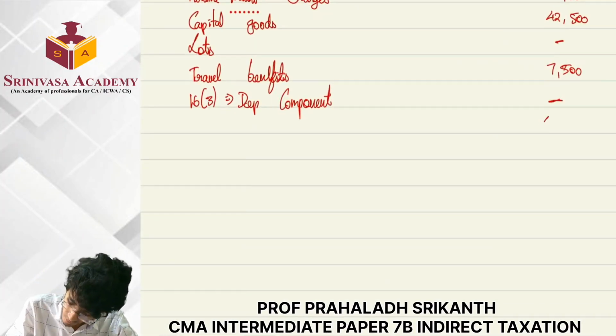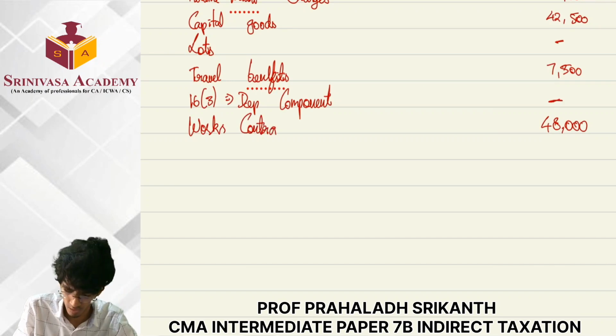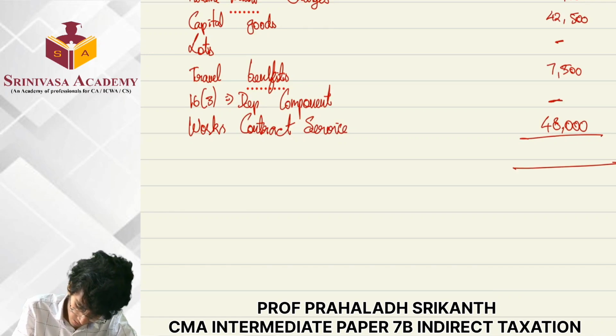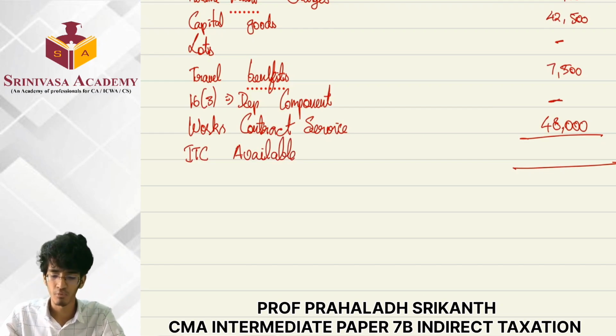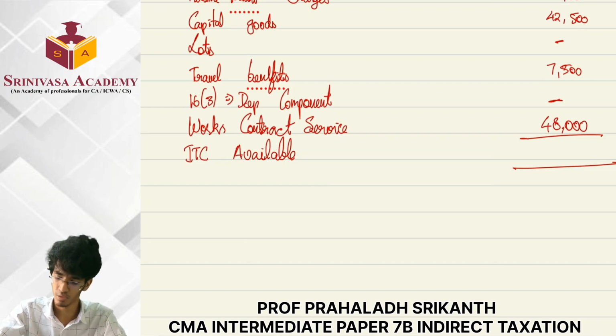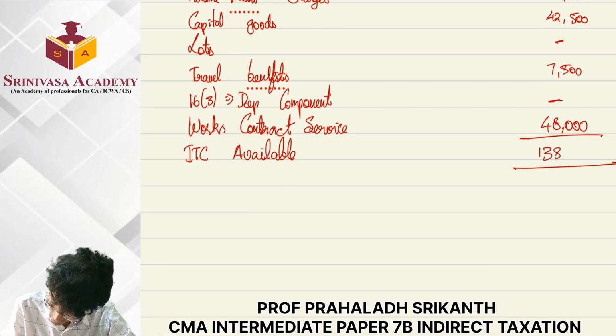So, 48,000 rupees works contract service, we will be writing that it is eligible for ITC. So this total amount will be the ITC available, which we will also compute. 40,500 plus 42,500 is 83,000. 83,000 plus 7,500 is 90,500. 90,500 plus 48,000 is 1,38,500.